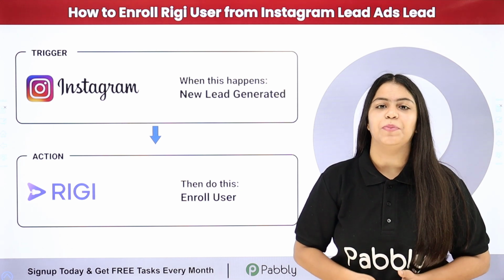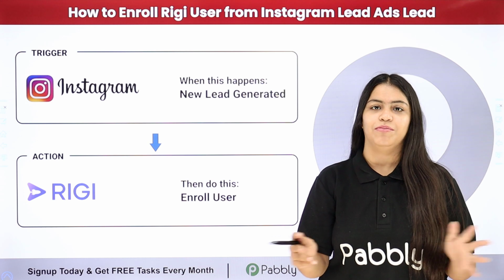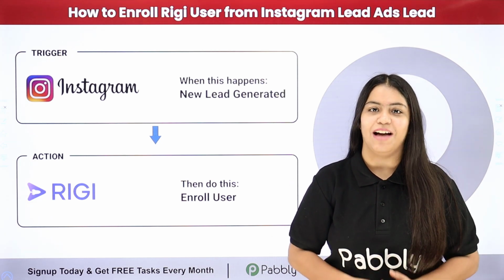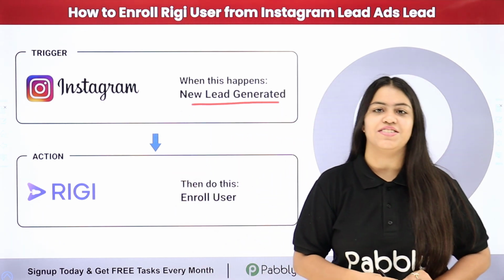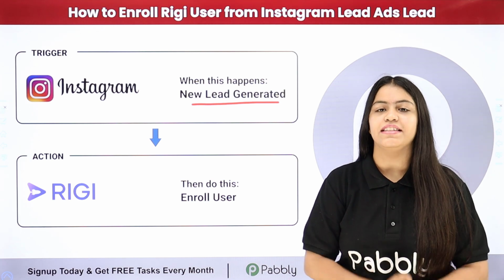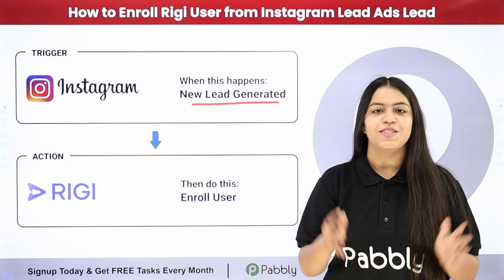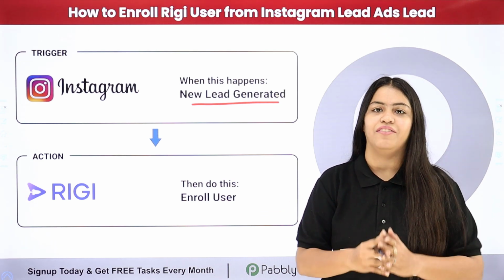So over here I'm running a sports and fitness training center, and we use Instagram lead ads to get more leads for our business, and also we offer free courses to all our Instagram leads. So now what I want is that as soon as a new lead is generated through my Instagram lead ads, automatically that lead should be enrolled as a user in my Rigi account too, so that they can get the access of the free course immediately without any manual efforts.